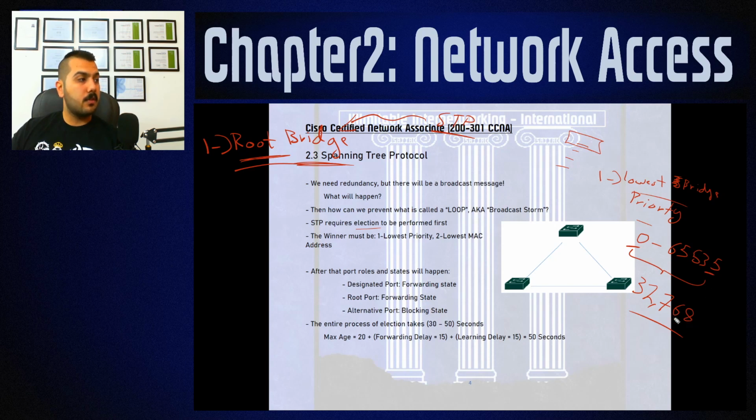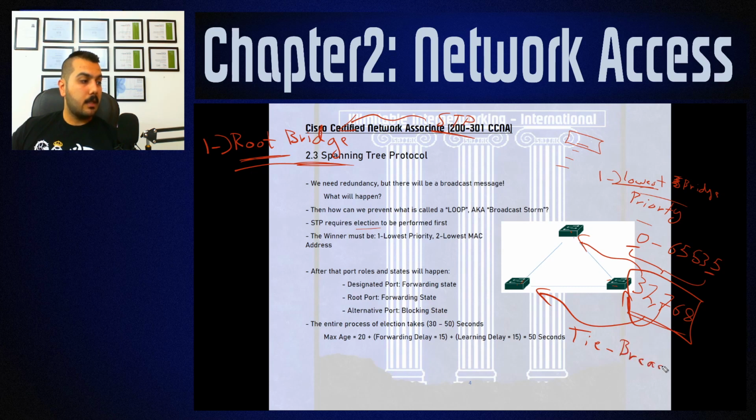So this is the first rule: whichever one of the three has the lowest bridge priority will automatically become the root bridge. But because I have just bought 3 switches from the market, all 3 are new, out of the box, and by default all of them will have this bridge priority. So all of them are equal in bridge priority. No problem. This will lead us to what's called a tiebreaker.